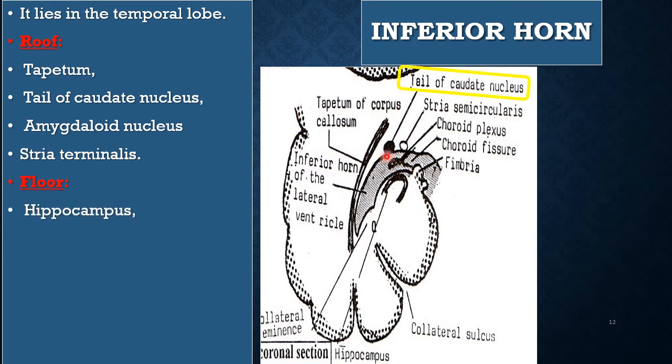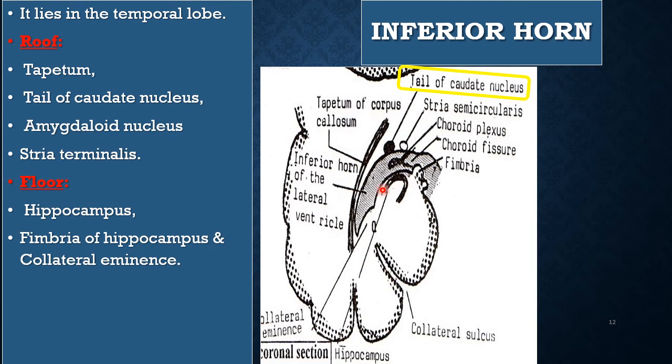And the floor is formed by the hippocampus and fimbriae of hippocampus. Fimbriae are nothing but white matter which is covering the hippocampus. And coming to the lateral wall, it is formed by the tapetum of corpus callosum. So the tapetum of corpus callosum, which is forming the roof, then extends downwards and forms the lateral wall of the inferior horn of the lateral ventricle.